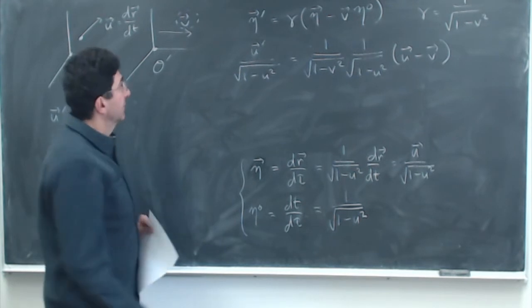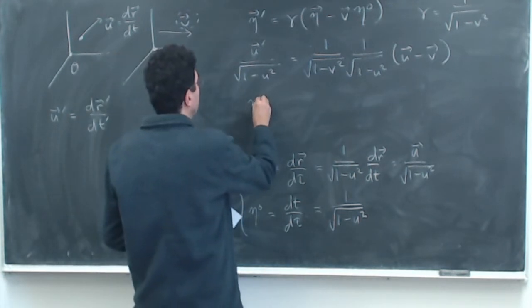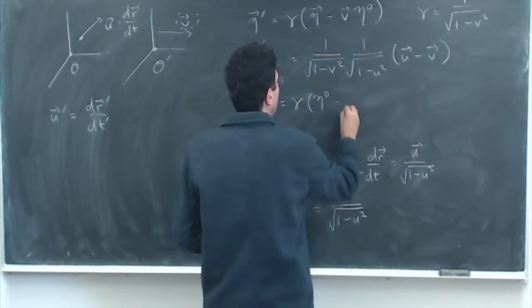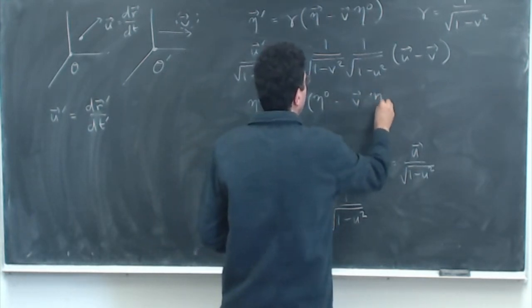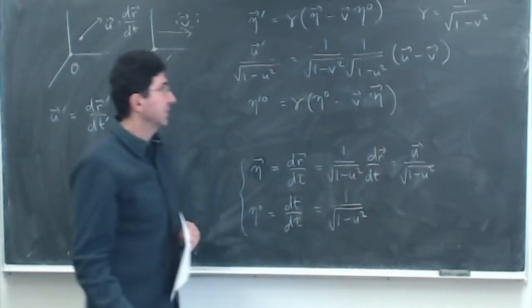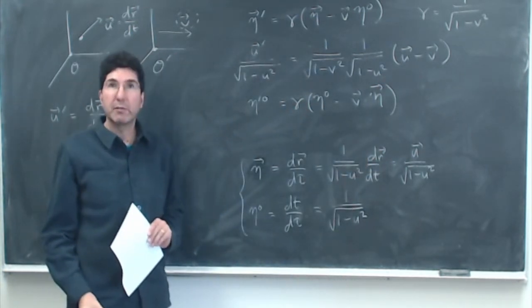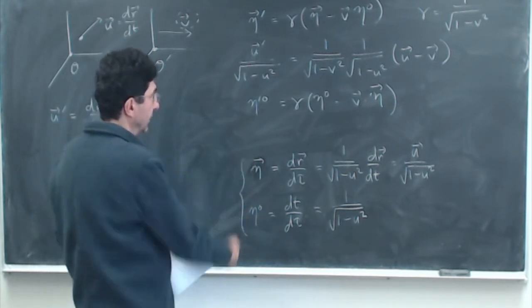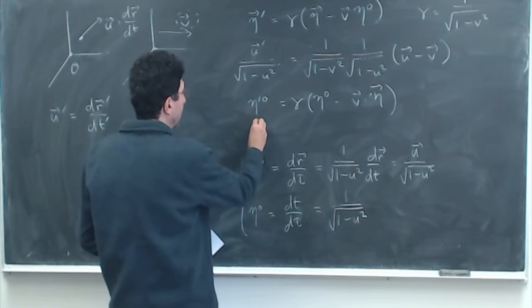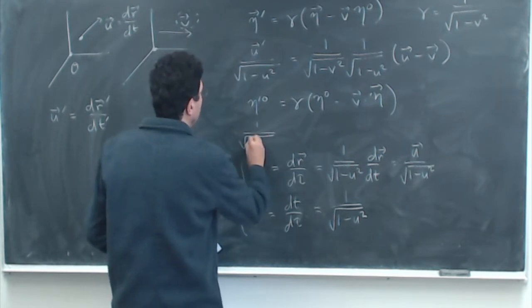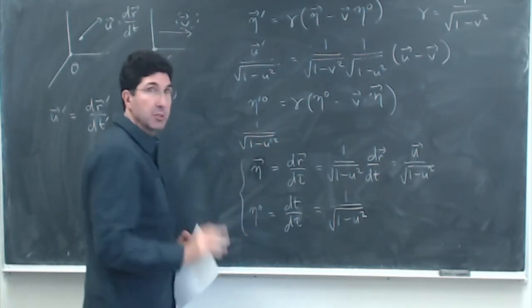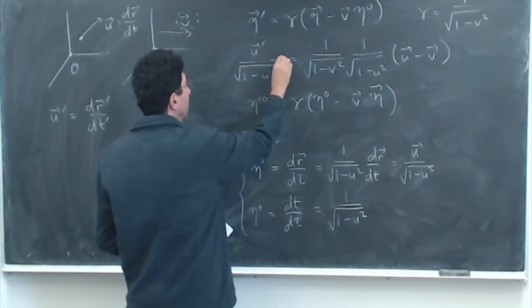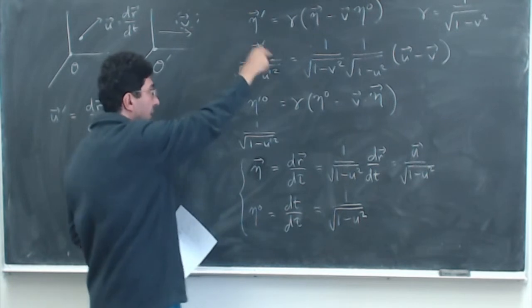And similarly, we have that eta prime 0 is equal to gamma times (eta 0 minus v dot eta). So this is how the 0 component of a 4-vector transforms. Plugging in these equations down here, what do I get? Here I just get 1 over square root of 1 minus u prime squared. And I'm sorry, I made a mistake here. This should be a u prime squared, because everything on the left side here is primed.